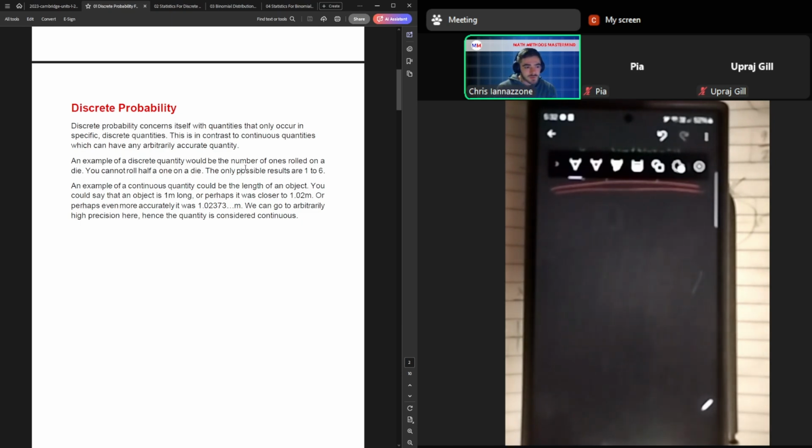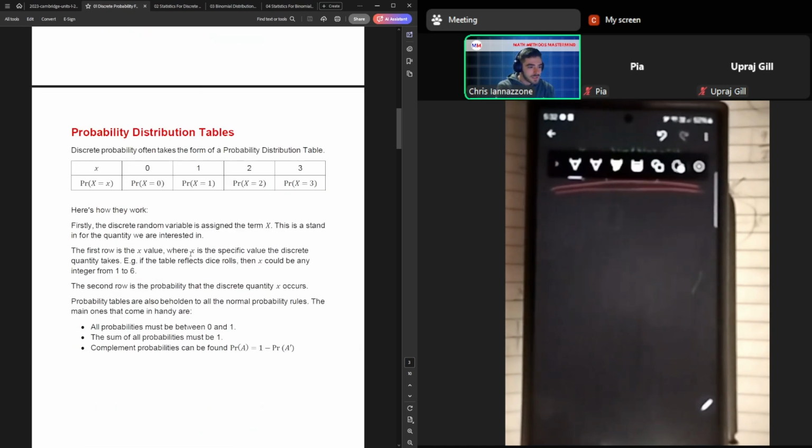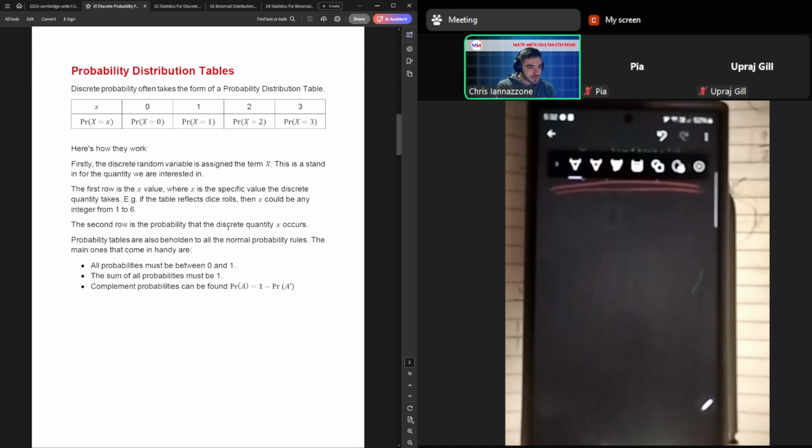One of the things we find is that you could basically go on forever as far as the number of decimal places go. For that reason, that would be a continuous quantity. It's something that you can measure to arbitrarily high precision. But we're going to look specifically at discrete probability, so the specific outcomes.